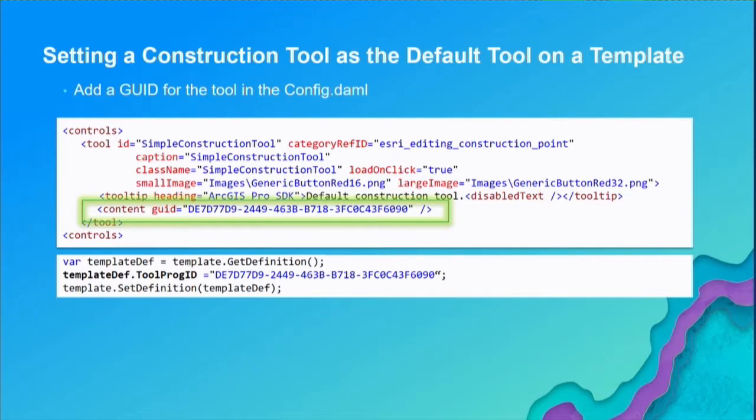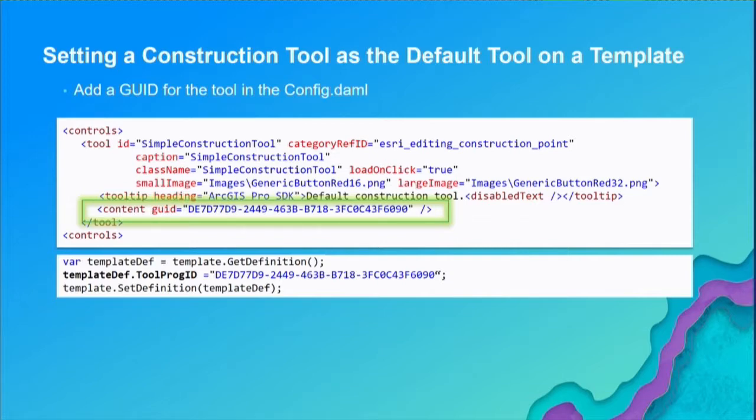For your custom construction tools, the way that you want to be able to define that as the default tool for a template is you need to add a GUID into the DAML file for your custom construction tool. All Esri written construction tools have this GUID already assigned, and you can find them by looking in the editing.daml file. For any custom construction tool, you need to add that GUID and that content tag yourself within the DAML. And then within your code, what you need to do is you get your template, you get the definition of the template, you assign this secret GUID to the tool prog ID property, and then you call that matching set definition call.